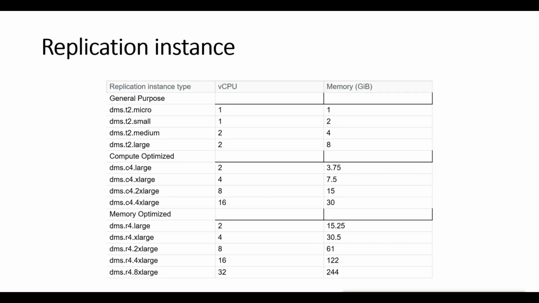So this is the replication instance. Whether your database is small or large, you need to check which replication instance type you need for your migration. Each replication instance has a specific configuration of memory and virtual CPUs. To help you determine which replication instance would work best for your migration, you need to check this.